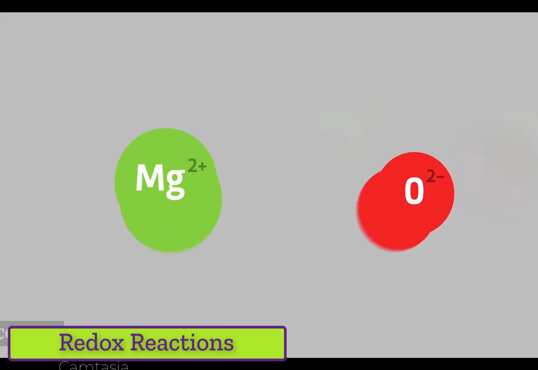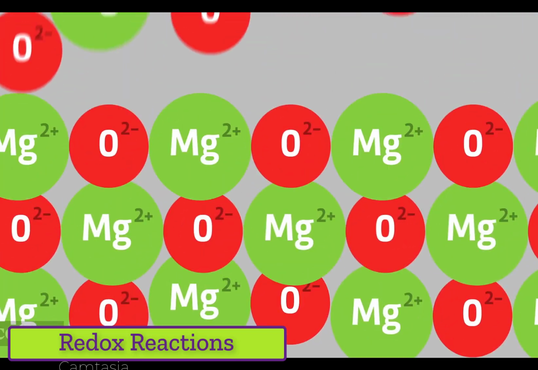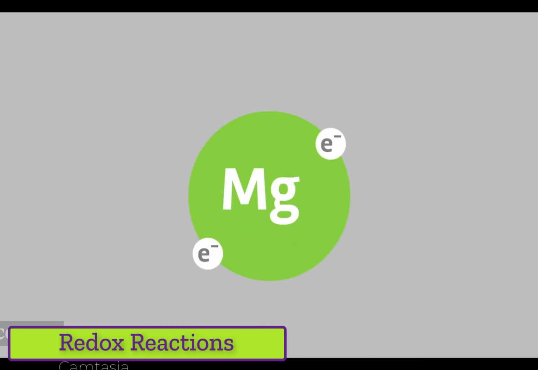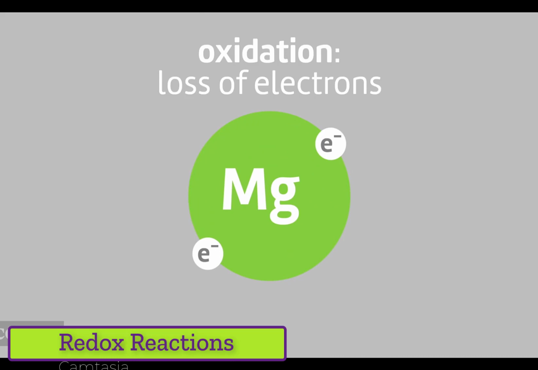Positive and negative charges attract, so the ions bond to form a lattice. This is magnesium oxide, a white powder. Oxidation is the loss of electrons, so in this reaction the magnesium has been oxidized.